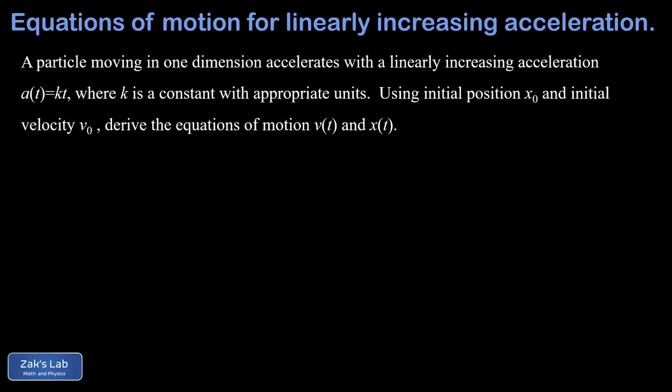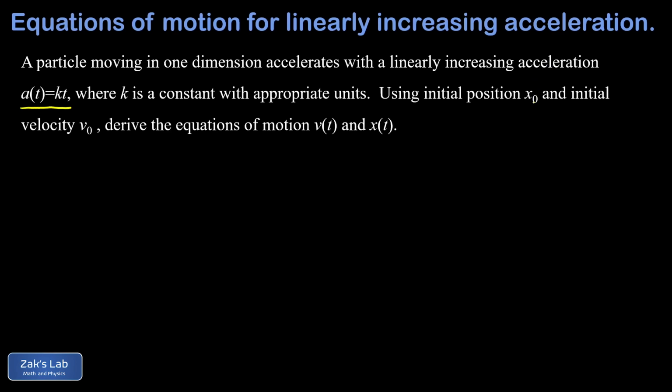In this problem, we're told that we have a particle moving in one dimension accelerating with a linearly increasing acceleration. So this is no longer constant acceleration kinematics. Our acceleration is actually a function of time that we write as kt, where we're told that k is a constant that has the right units on it to make this work out to units of acceleration.